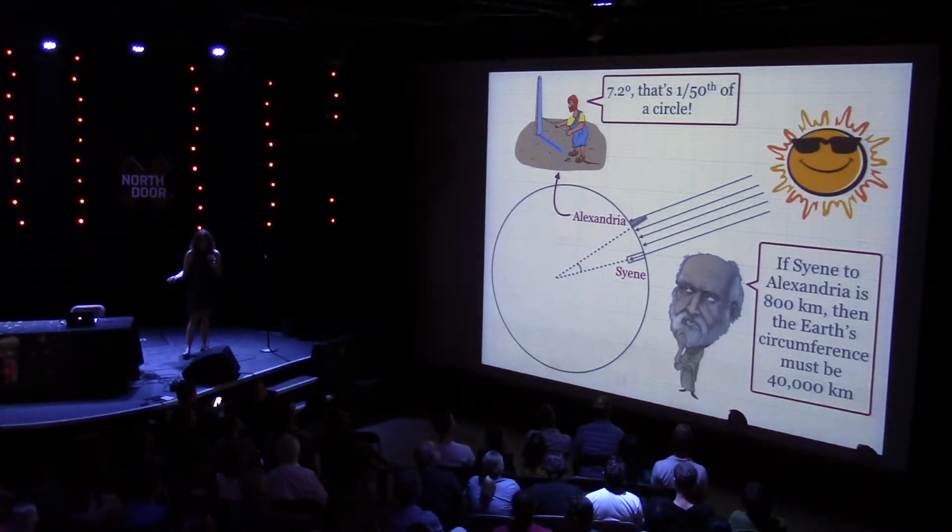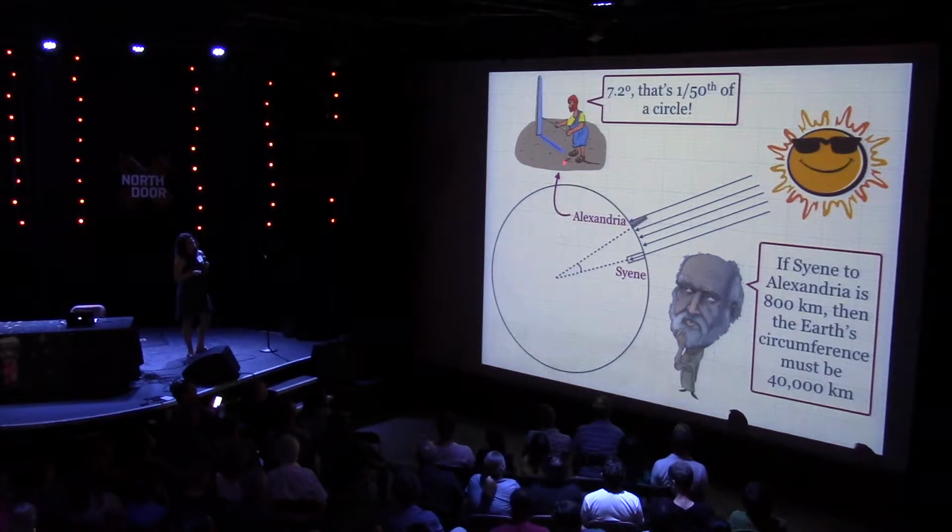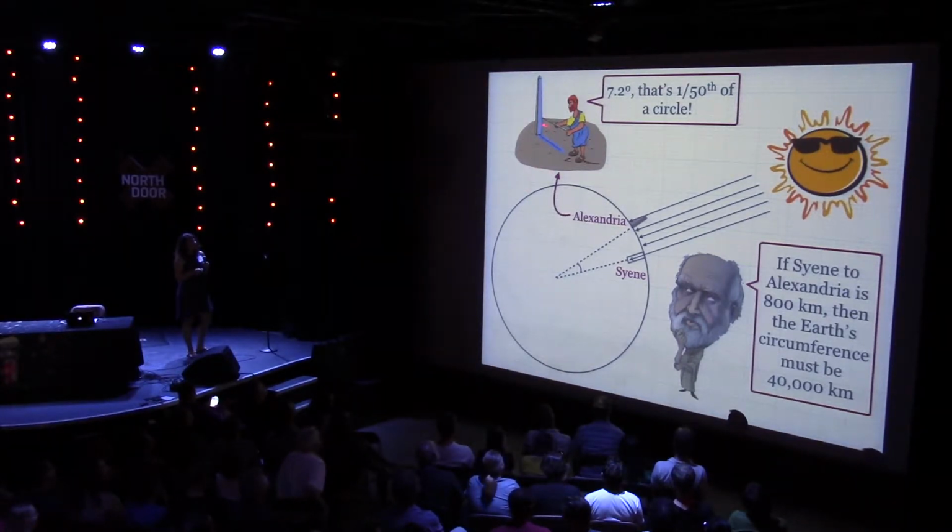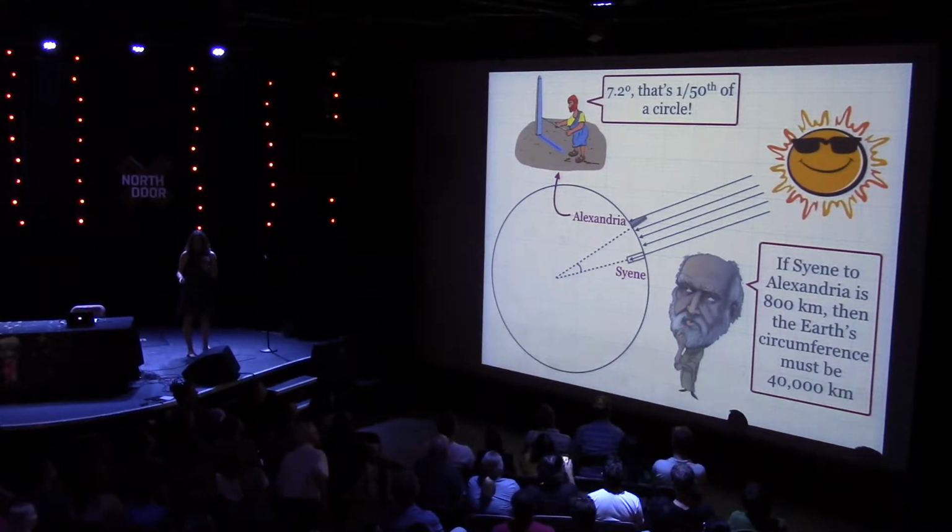He waited around until the summer solstice. He went out to his favorite stick that stood upright in the ground. And he measured the length of this shadow. And using that, he was able to figure out that this angle created right here is 7.2 degrees. And he said, wow, that's 1/50th of a circle.